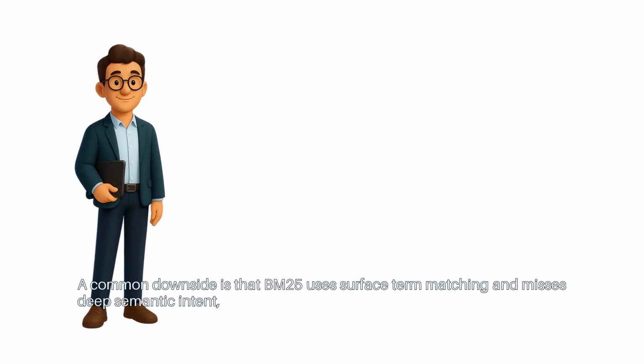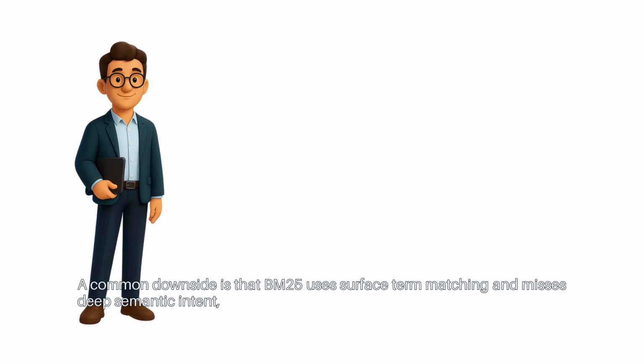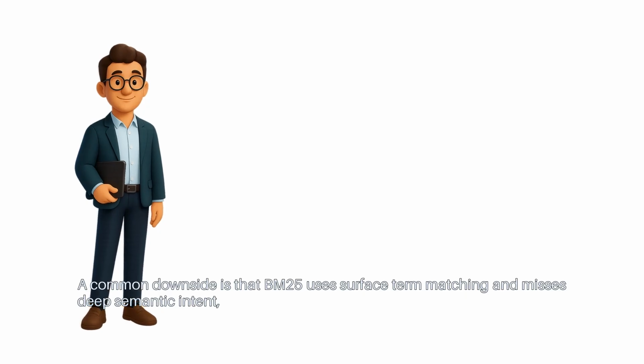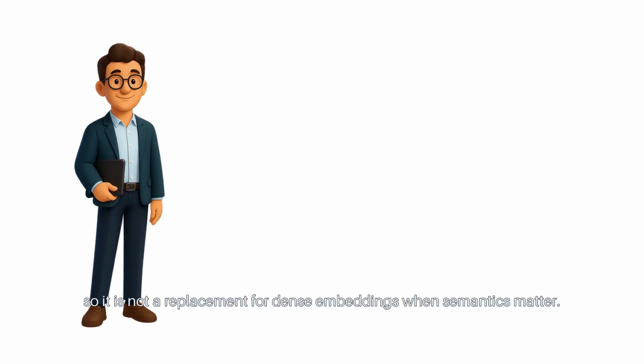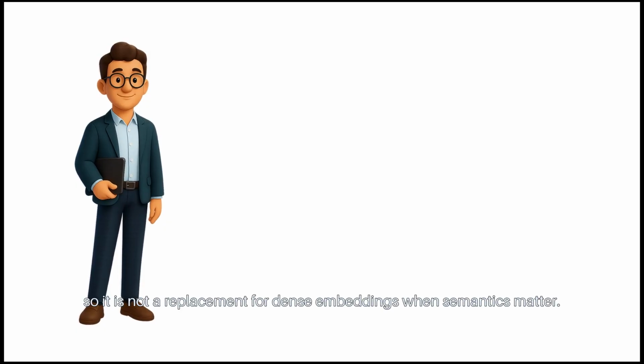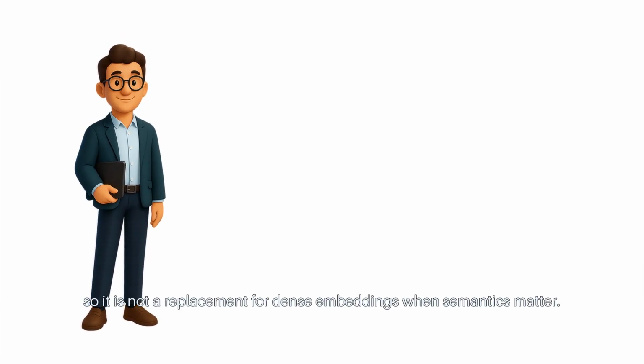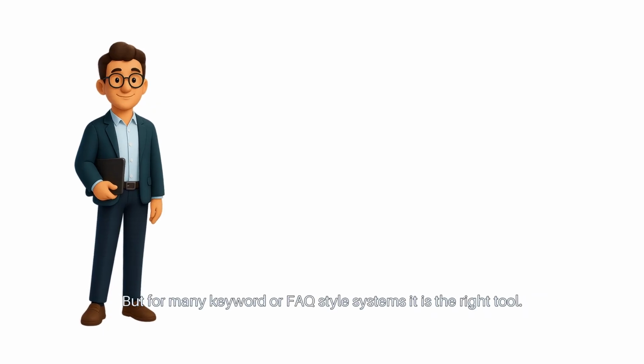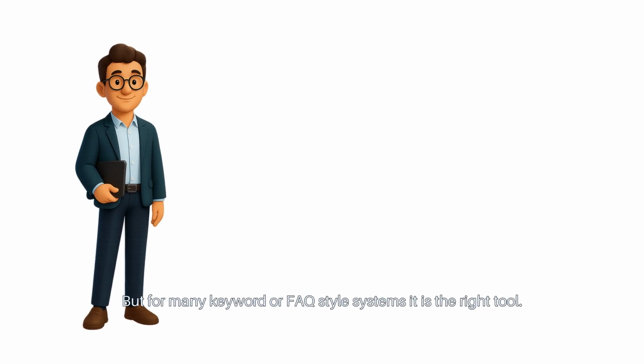A common downside is that BM25 uses surface term matching and misses deep semantic intent. So it is not a replacement for dense embeddings when semantics matter. But for many keyword or FAQ-style systems, it is the right tool.